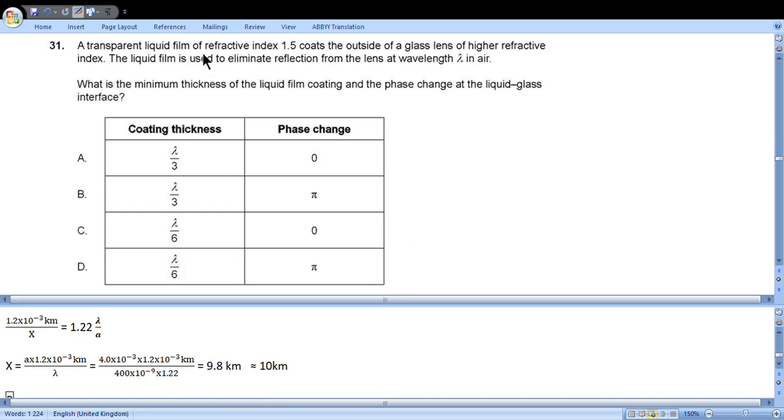A transparent liquid film of refractive index 1.5 covers the outside of a glass lens of high refractive index. The liquid film is used to eliminate reflection from the lens at wavelength lambda in air. What is the minimum thickness of the liquid film coating and the phase change at the liquid-glass interface?